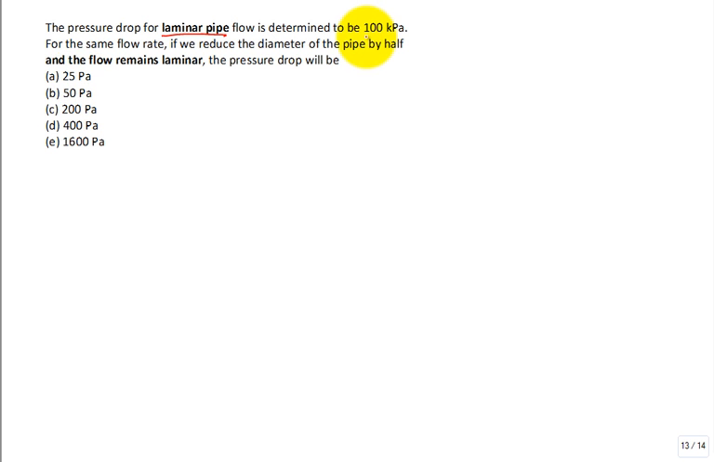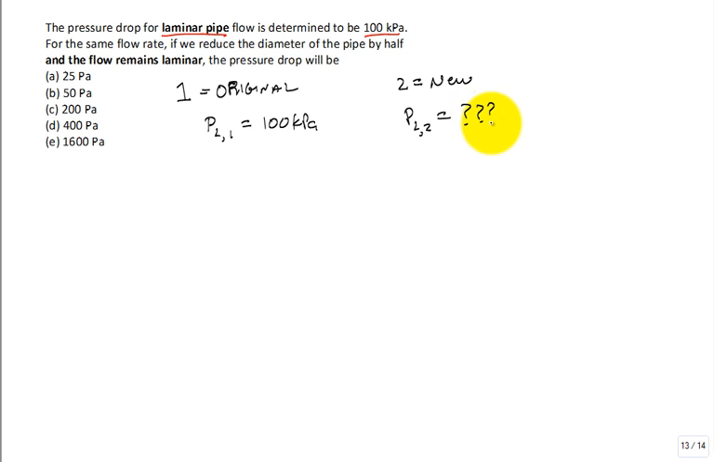What is the pressure drop? The pressure drop is 100 originally. So let's break it out like this. Here's my original. Here's my new system. Let's call the original case 1 and the new system case 2 for subscripts. And we have that the pressure loss for case 1 is 100 kilopascal. And we want to find the pressure loss for case 2. That's what we're looking to find and select it from A, B, C, D, or E.